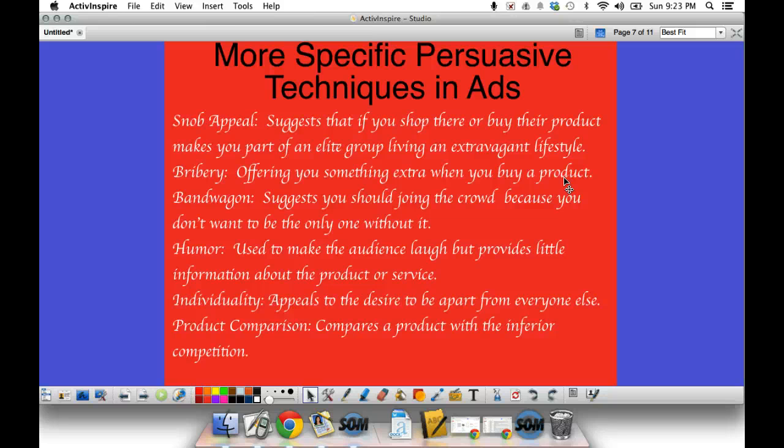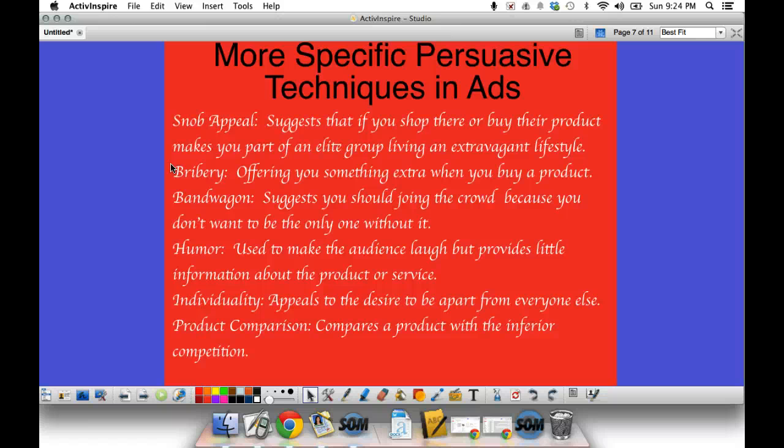There's a cat food, like Fancy Feast, I think it is, and they have this royal house, and they put the cat food on this really fancy dish, and it's cat food. It's like 60 cents at Walmart. Who cares? Okay. Bribery, offering you something extra when you buy a product.